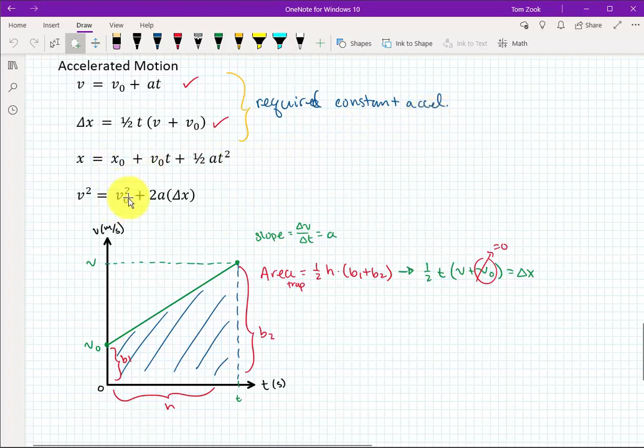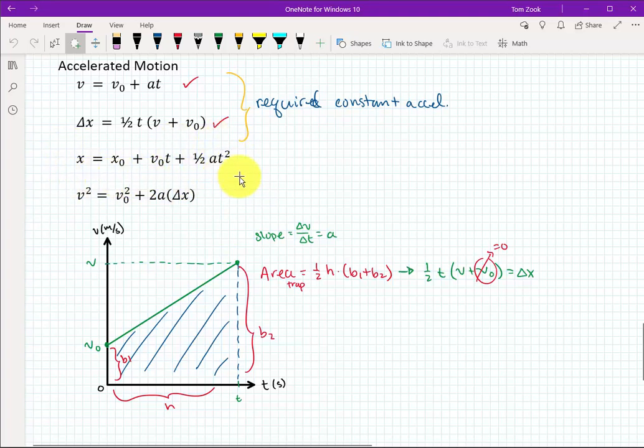Now, how do we get to the other two? Well, we get to the other two by substitution. In a nutshell, it's not necessarily pretty. It can be a little kind of messy. I'll show what you can do for it, but I would like to start by saying that this equation shouldn't be a surprise. The one with the 1/2 at squared.